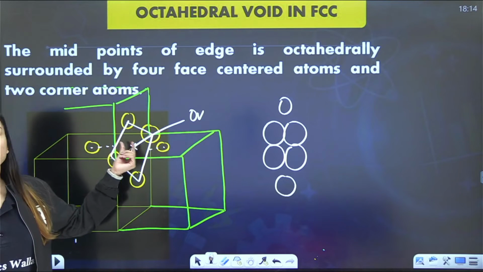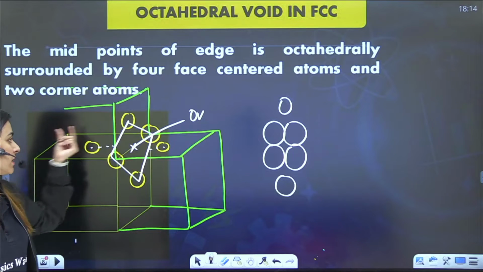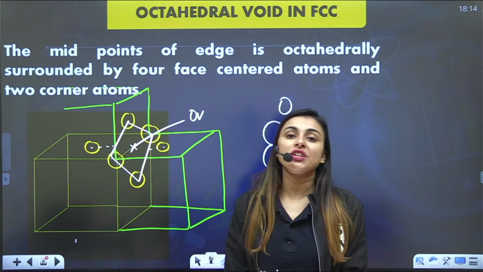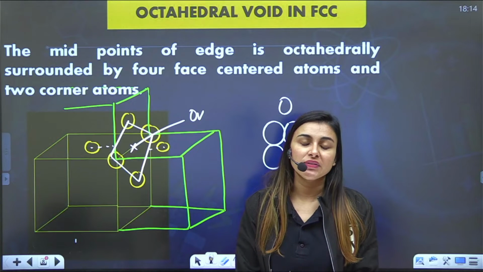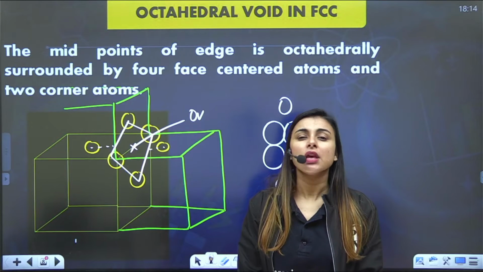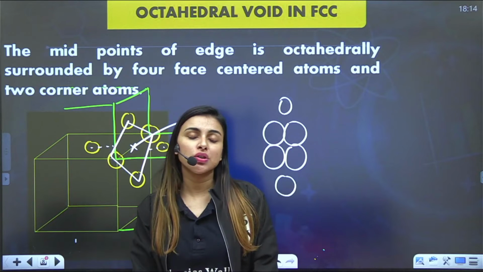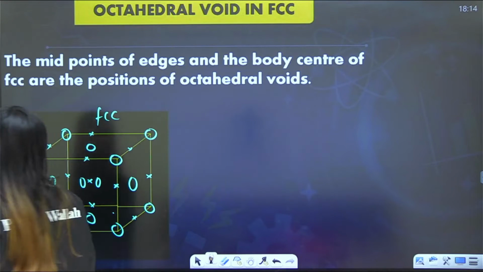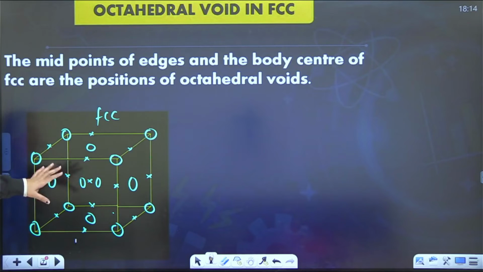This is how we saw for a single edge, and similarly for all the edges you get octahedral voids on each edge of the FCC lattice, right? Yes. So this is how you can imagine your octahedral voids present. I hope you're clear with this. So now, my dear students, you can pause the video. You want to write it, you can write it, and then we'll move forward.